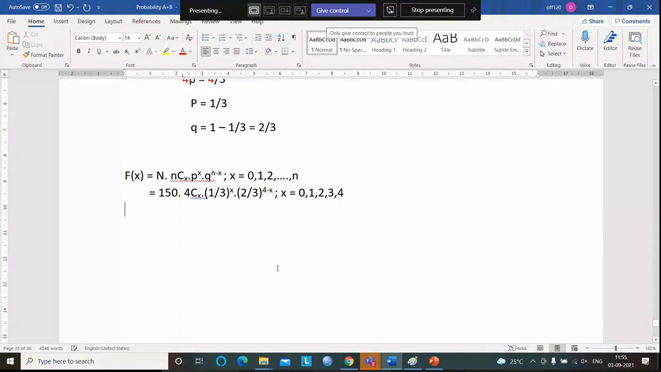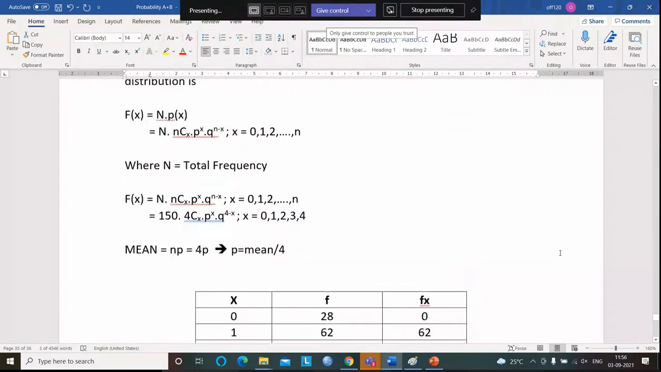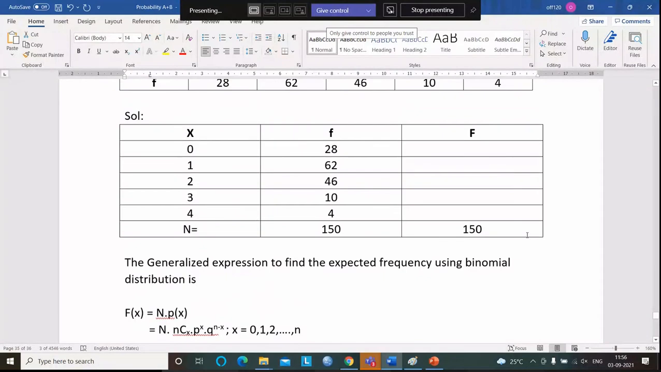Okay. Now, what is f of x equal to here? f of x is equal to 150 into 4Cx into (1/3) to the power of x into (2/3) to the power of (4 minus x), where x ranges from 0 to 4. Now, what do I need to find out? Why am I doing all these things? Just to find out our new, expected frequencies.